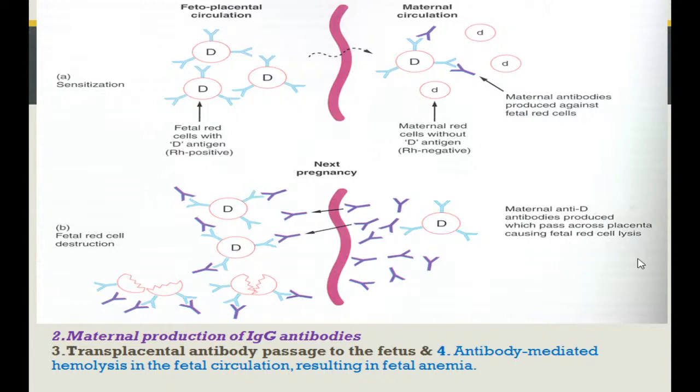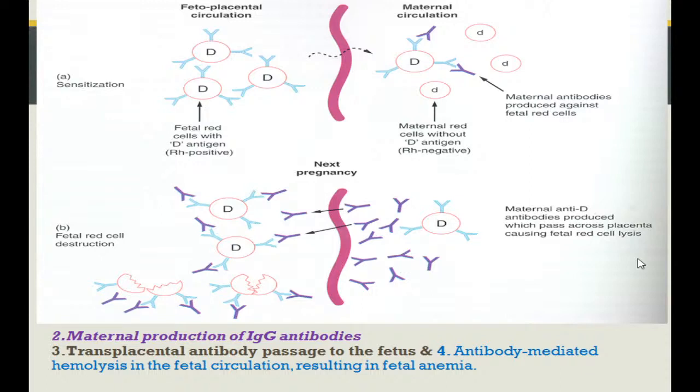Thus, the steps presented on this slide: maternal production of immunoglobulin G antibodies, and then transplacental antibody passage to the fetus, then antibody-mediated hemolysis in the fetal circulation resulting in fetal anemia. So, if the fetal antigen transports through the placenta into maternal circulation, it is followed with development of maternal antibodies.